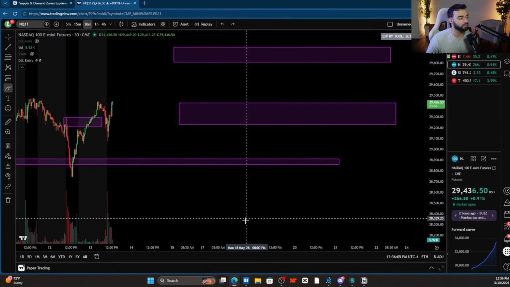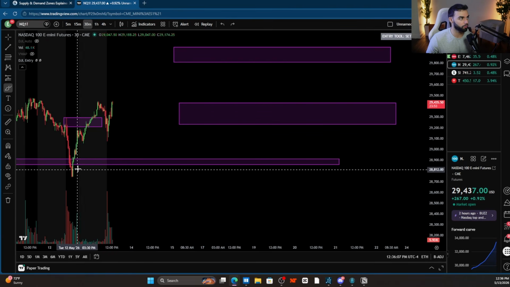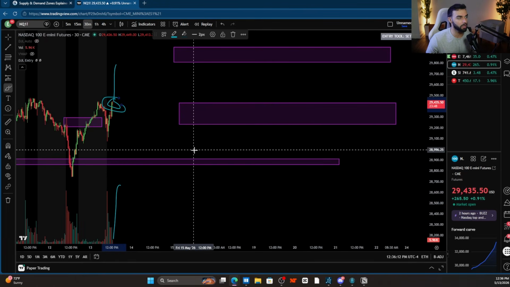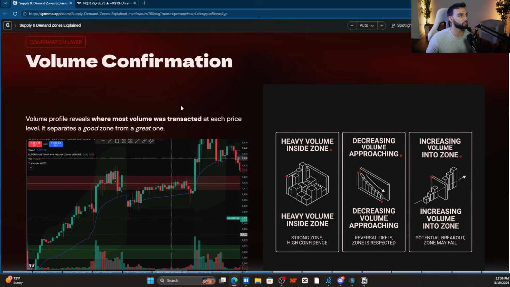Now, it's kind of the opposite of when the zone is forming. So if we're forming the zone, like right here, for example, we're about to shoot up and I see the volume spike up as we're forming the zone, that gives more confidence to the zone and makes the zone stronger in my book.